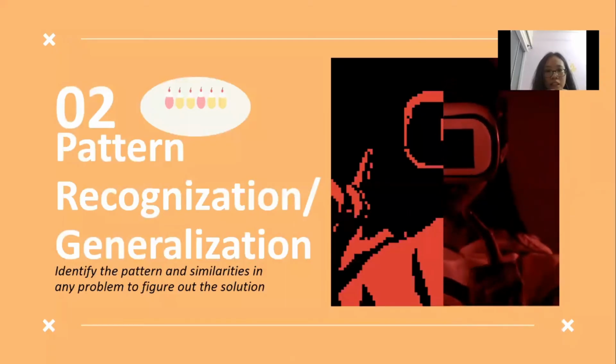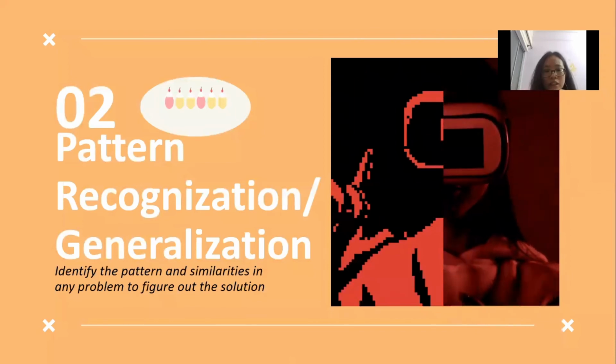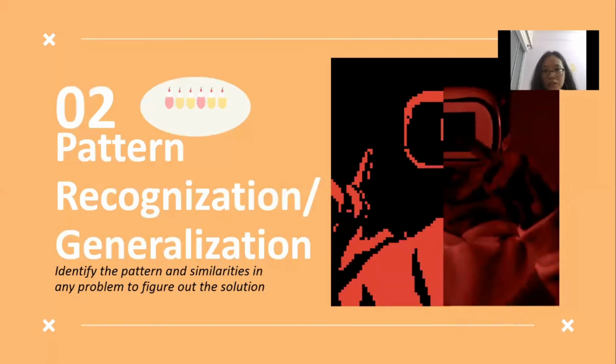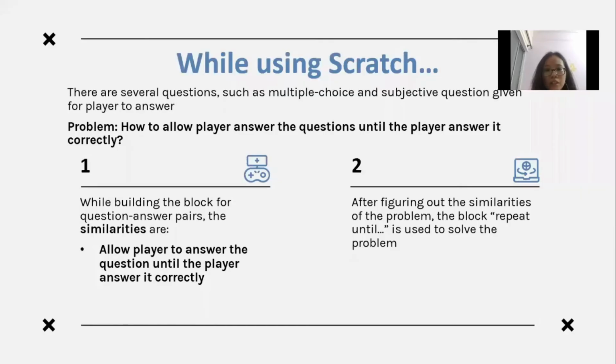The second computational thinking skill is pattern recognition or generalization. It is to identify the patterns and similarities in any problem to figure out the solution. While using Scratch, there are several questions given to the player in the game. The problem that I have faced is how to allow the player to answer the question until they get it correctly. While building the blocks for question-answer pairs, there is a similarity, which is to allow the player to answer the question until they get it correctly.